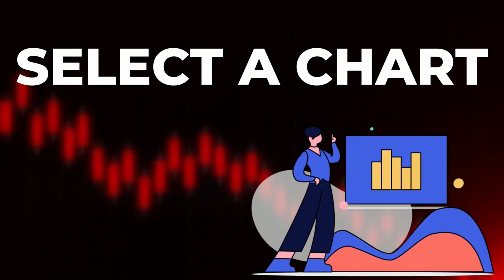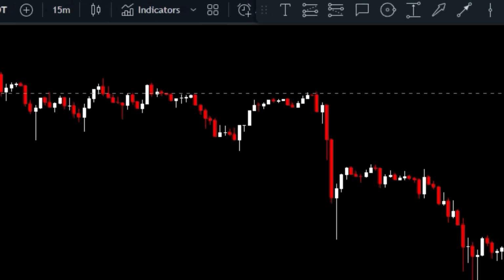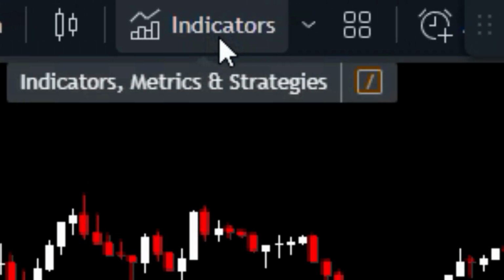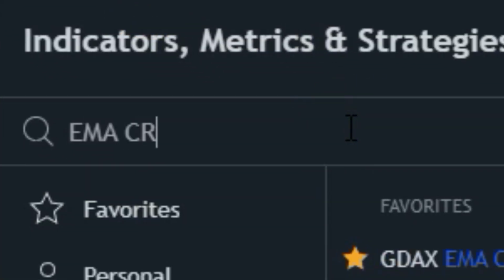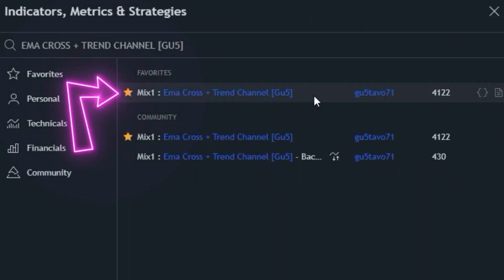Once you're on TradingView, select the chart for the asset you want to trade. Then navigate to the indicator section and search for the first indicator we'll be using. It's called EMA Cross Plus Trend Channel. Don't worry, it's a pretty popular indicator, so you should find it easily. Click on it to add it to your chart.